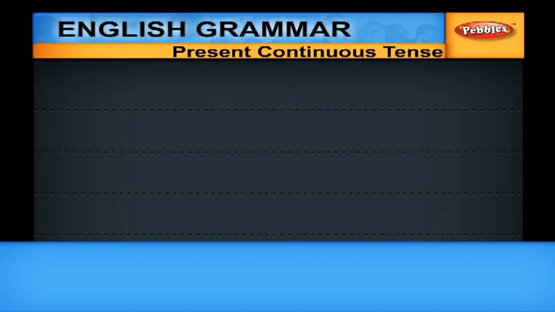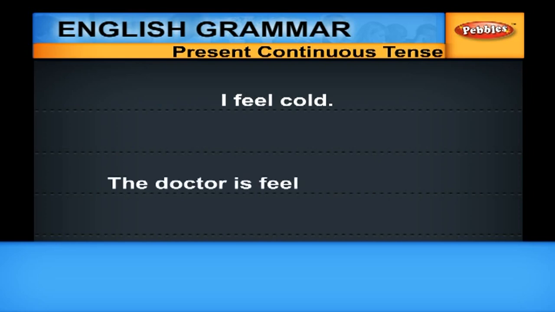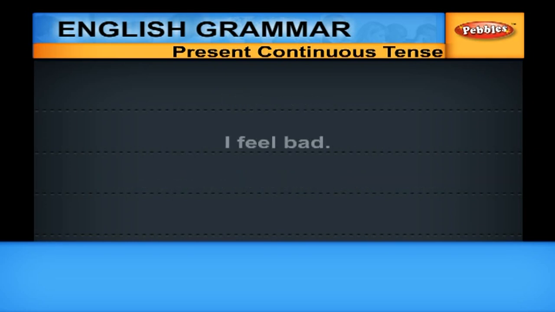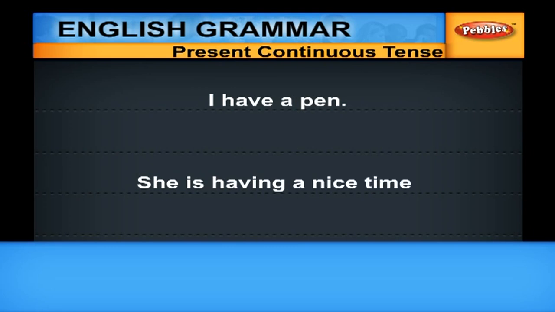I'm feeling cold. Wrong sentence. I feel cold. Correct usage. Of course, you can say that the doctor is feeling the pulse, where it is acceptable. But we don't say, I'm feeling bad. We have to say, I feel bad. Similarly, you have to say, I have a pen. It is incorrect to say, I'm having a pen. But you can say that she is having a nice time, where it is acceptable.